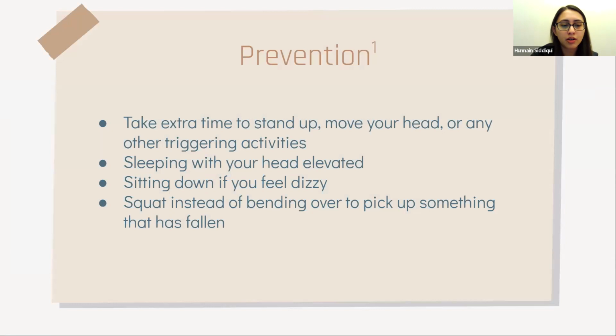So I wanted to start off with talking a little bit about some ways to prevent vertigo from occurring. So you want to make sure you're taking extra time to stand up, move your head, or any other like triggering activities that are affecting your vertigo. You want to try to sleep with your head elevated. So this can include like elevating the head of the bed or just using multiple pillows. Sitting down if you're feeling dizzy, and then instead of like bending over to pick something up that you've dropped, you can consider like squatting, and that should be a little less painful.